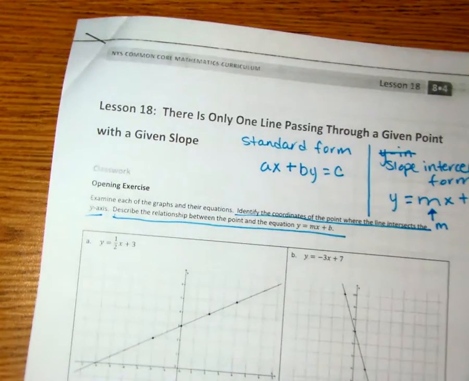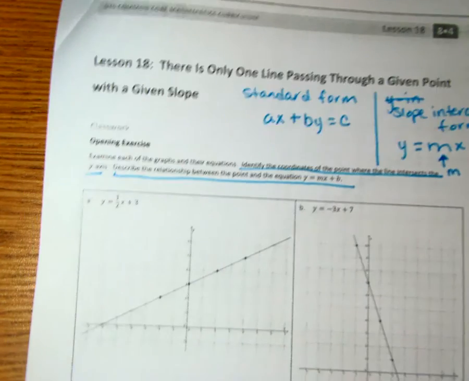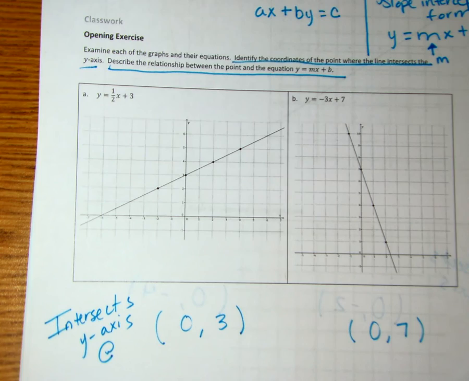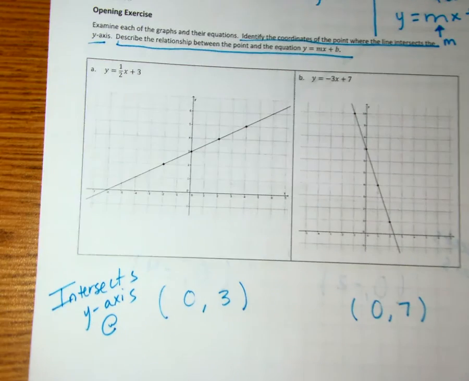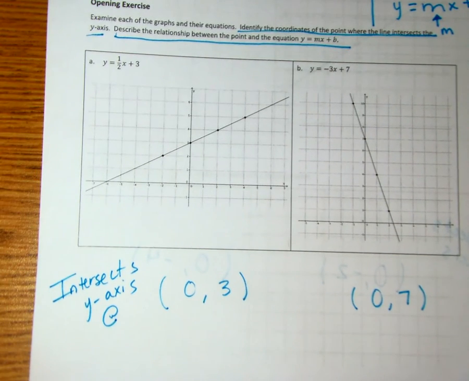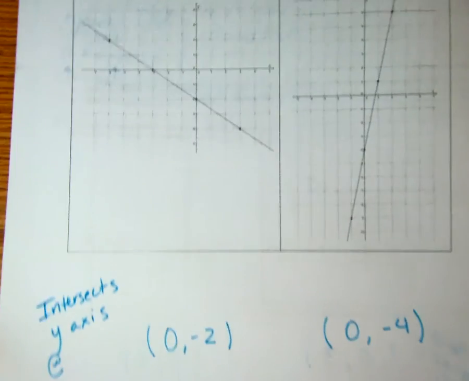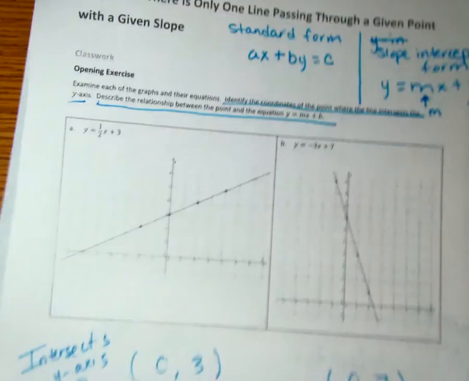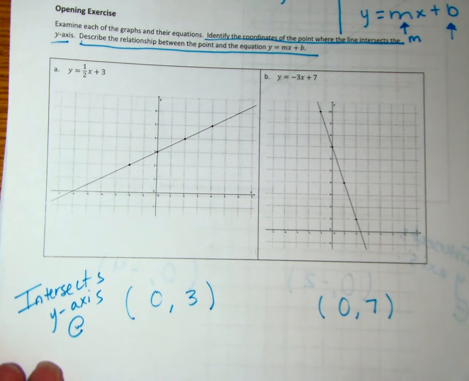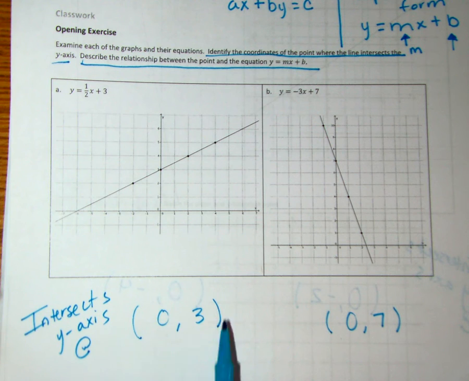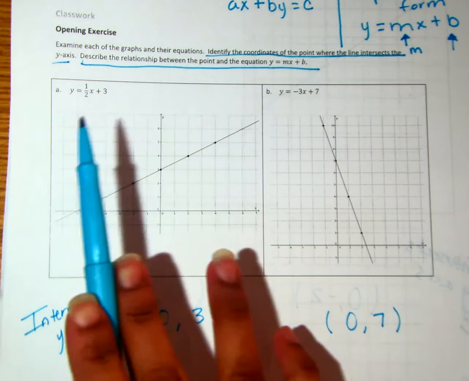So we've handled the first prompt. Our second prompt asked us to describe the relationship between the points and the equation y equals mx plus b. You can look at any of the 4 graphs. Okay, what are some things you notice about all 4 coordinates? You should notice that for all 4 coordinates, the x is 0. What do you notice about the equation and the ordered pairs? Yeah, you should notice that in each of my ordered pairs, I see a number that is in my equation.